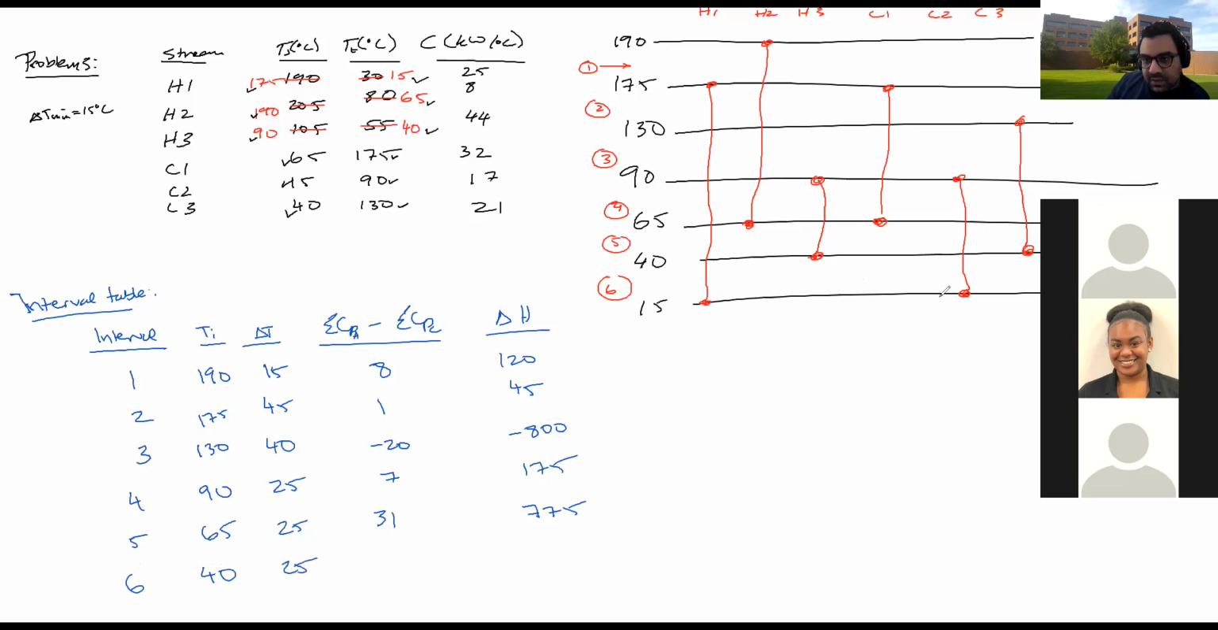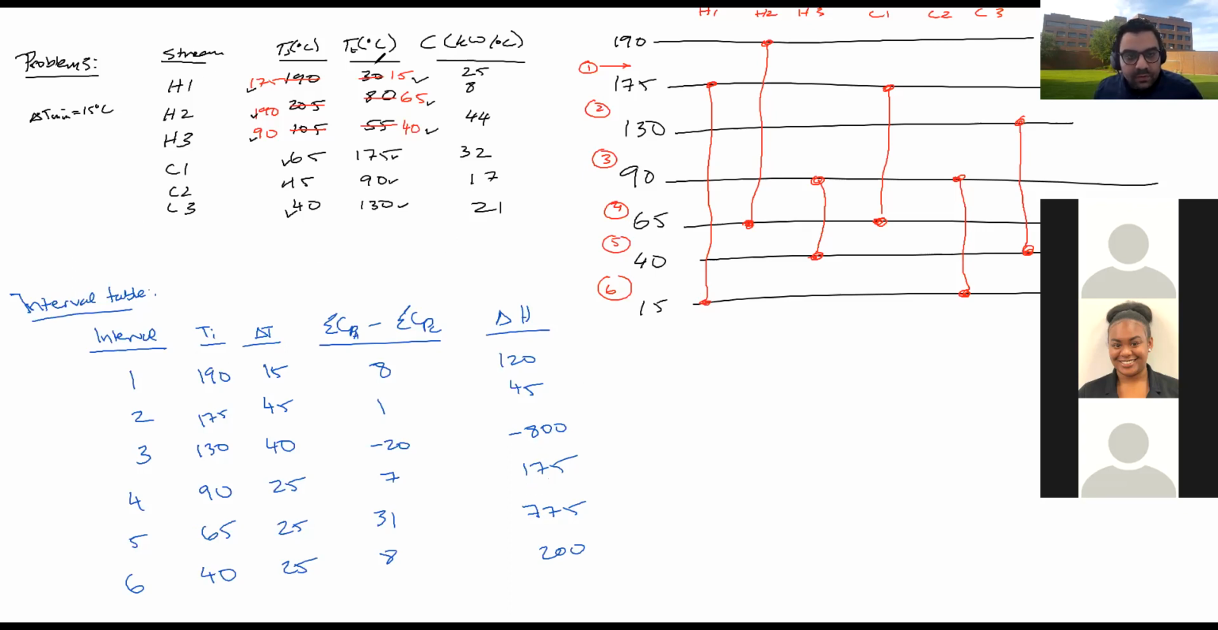Summation of Cp hot minus Cp cooled, I have H1 and I have C2. So H1 minus C2, H1 is 25, C2 is 17. So this is 8, and 8 multiplied by 25 will give me 200. Okay, so this is the overall interval table for this system.